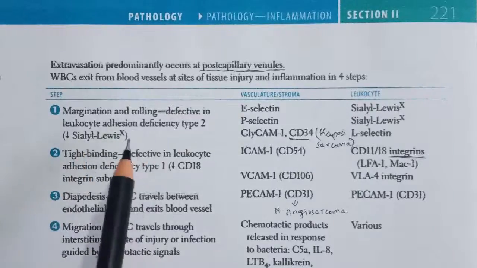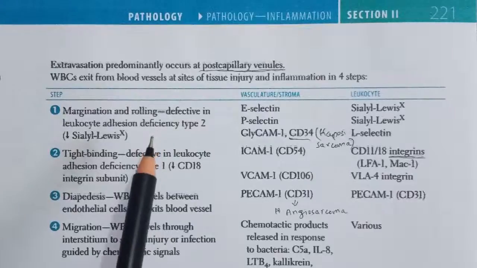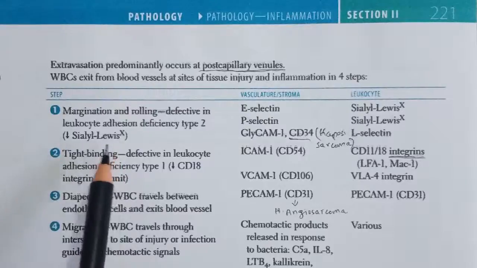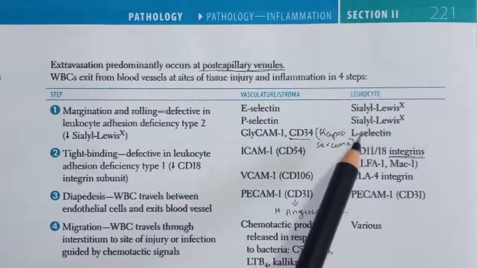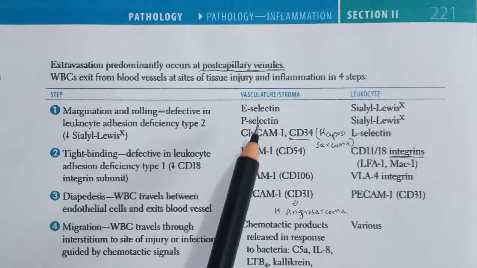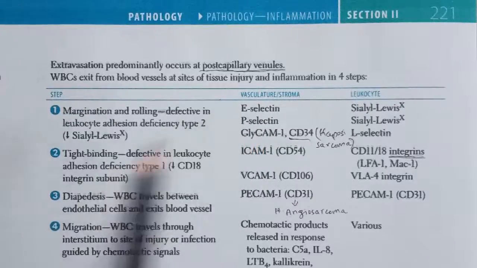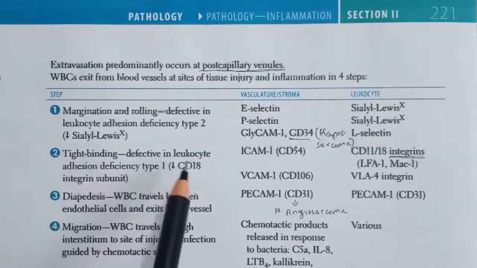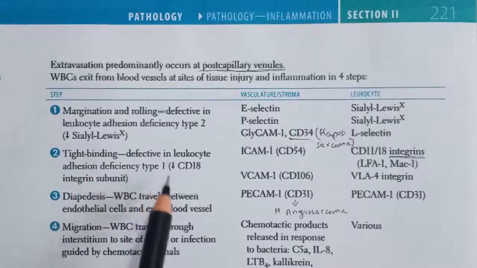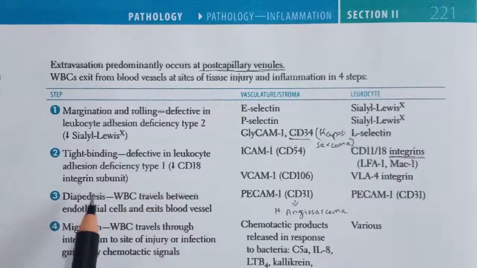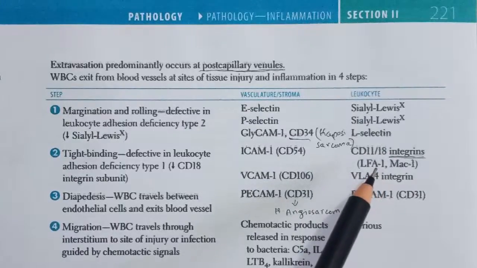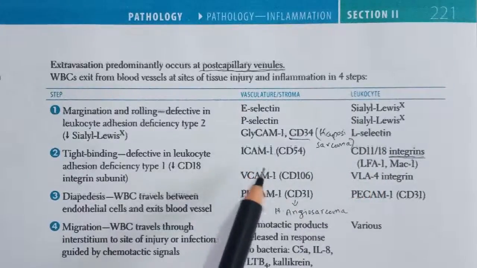In margination and rolling, it can be defective due to decreased expression of sialyl Lewis X. Sialyl Lewis X is on the leukocytes, which attach to E-selectin and P-selectin respectively on the endothelium. Tight binding is defective in leukocyte adhesion deficiency type 1. There is decreased expression of the CD18 integrin subunit. The integrins are on the leukocyte surface, and in the vasculature we would have ICAM or VCAM.